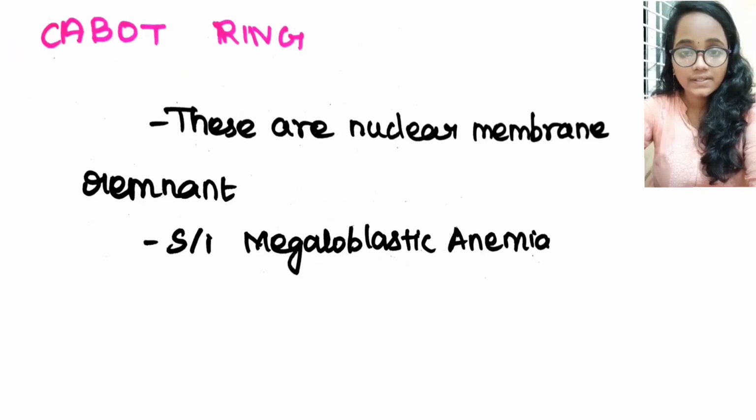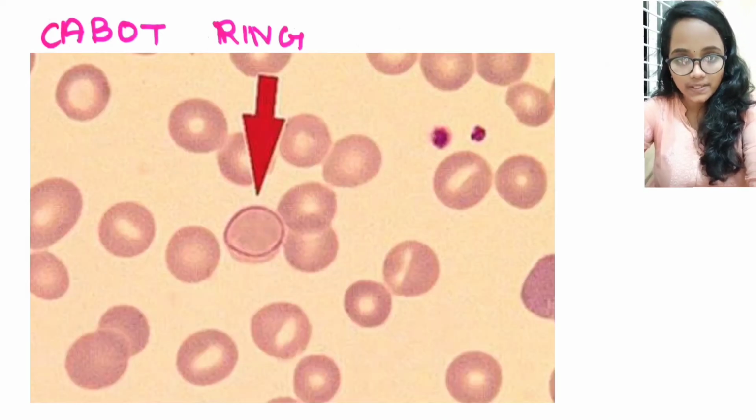Cabot ring. These are remnants of the nuclear membrane. Howell-Jolly body means a nuclear remnant, but in Cabot ring, it is a remnant of the nuclear membrane. It is seen in megaloblastic anemia.